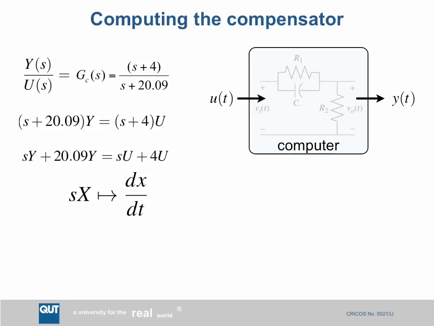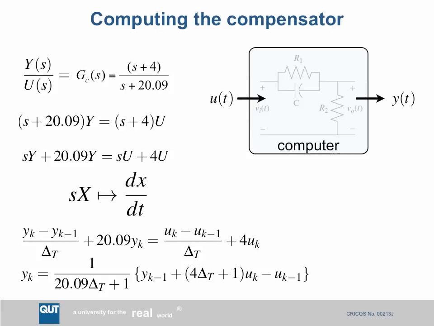We also discussed how we can approximate the derivative for a numeric sequence by a so-called first order difference. So the derivative of y, we can approximate as the current value of y minus the previous value of y, divided by the time interval. If we do the same thing for u, so where we had sU, we replace that by the derivative of u and then by its discrete time equivalent, we end up with this rather messy expression. We can rearrange that, and we end up with a difference equation which represents our compensator.